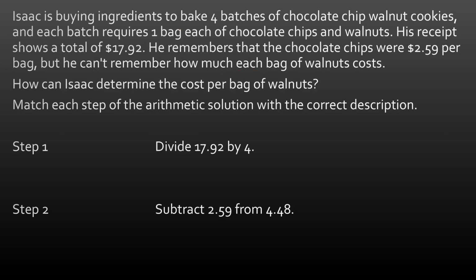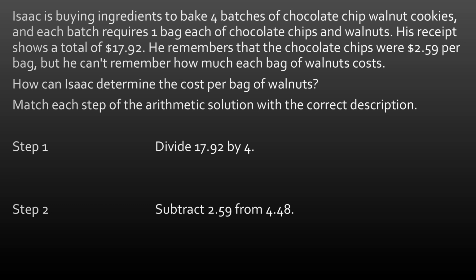Here's our next question. It says that Isaac is buying ingredients to bake 4 batches of chocolate chip walnut cookies, and each batch requires 1 bag each of chocolate chips and walnuts. His recipe total shows $17.92. He remembers that the bags of chocolate chips were $2.59 per bag, but he can't remember how much each bag of walnuts cost. How can he determine the cost per bag of walnuts? Match the step of the arithmetic solution with the correct description.